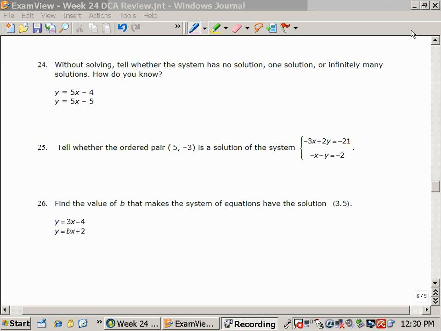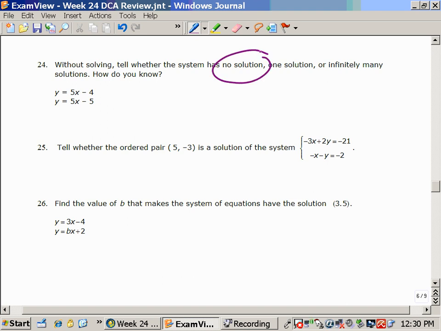All right, looking at number 24, we have to tell if it has no solution, one solution, or infinitely many. Well, no solution means that they have the same slope, but their y-intercepts are different. One solution means they have different slopes. Infinitely many means that everything is the same. So looking at this, I would say this has no solution. The reason it has no solution is that the slopes are the same and the y-intercepts are different.